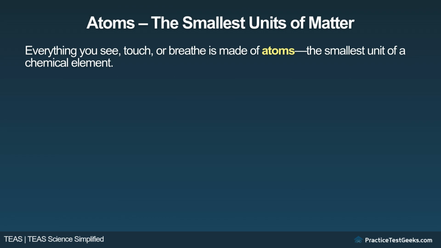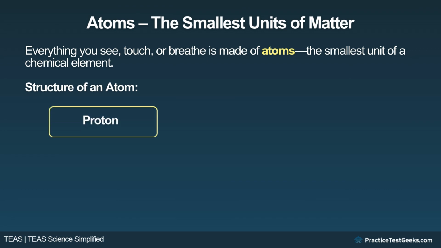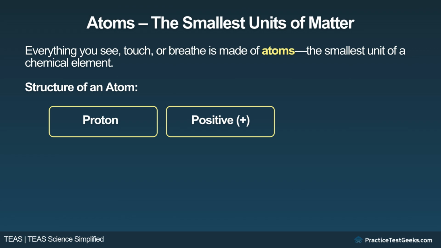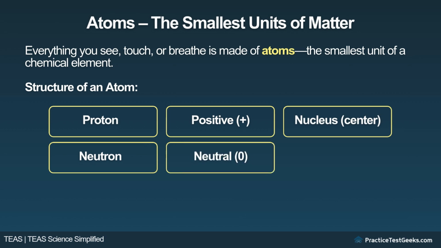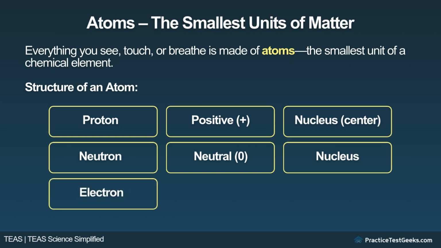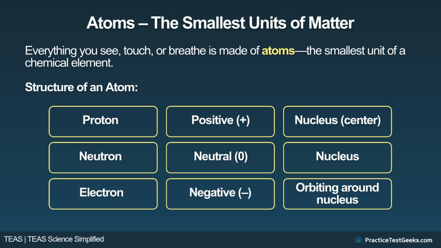Now, here's what you need to know about their structure. Atoms have three main parts: protons, which are positively charged and found in the nucleus, or center, of the atom; neutrons, which have no charge, they're neutral, and are also located in the nucleus; electrons, which are negatively charged and move around the nucleus in energy levels, or shells.